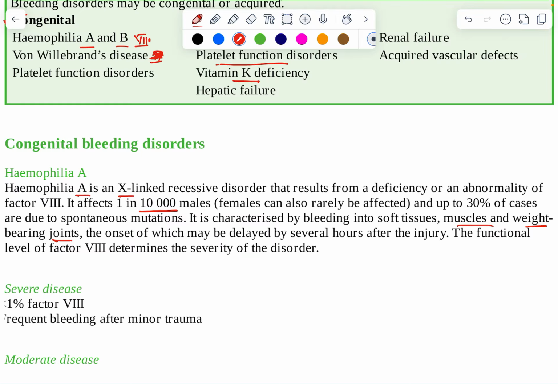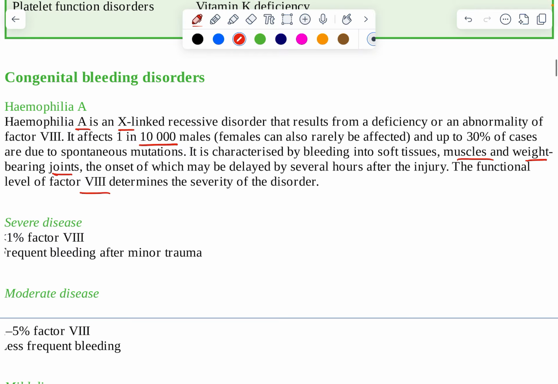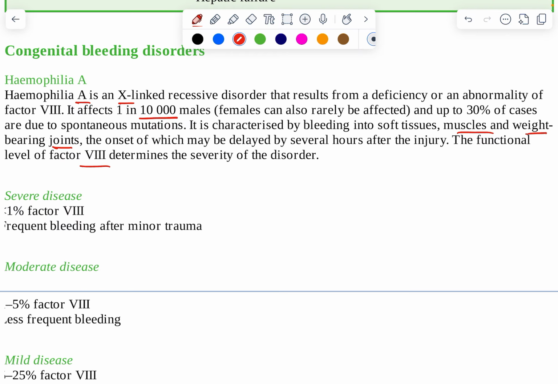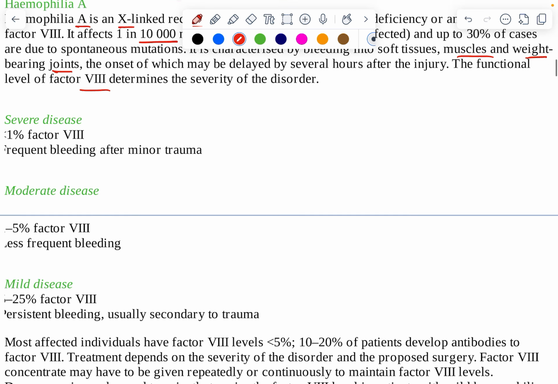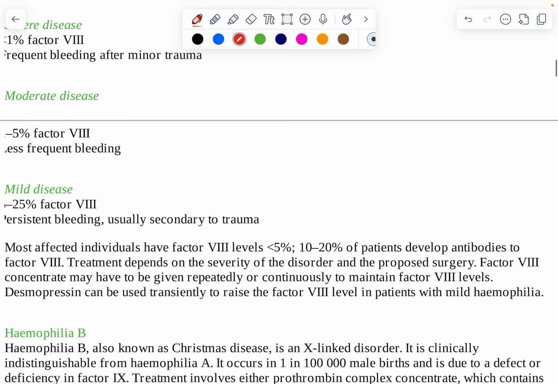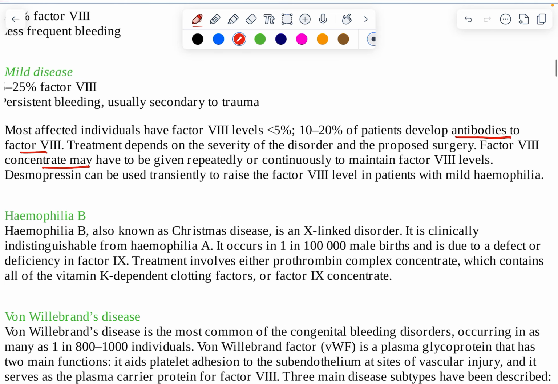Bleeding is sudden or delayed for several hours after injury. Functional factor 8 level determines severity of disease: severe disease has frequent bleeding after minor trauma, with less than 1 percent; moderate disease, 1 to 5 percent; mild disease, persistent bleeding, usually secondary to trauma. Most affected individuals develop antibodies against factor 8. Treatment depends on the severity of the disorder. Factor 8 concentrate has to be given.